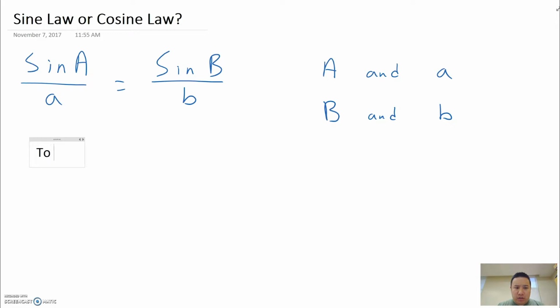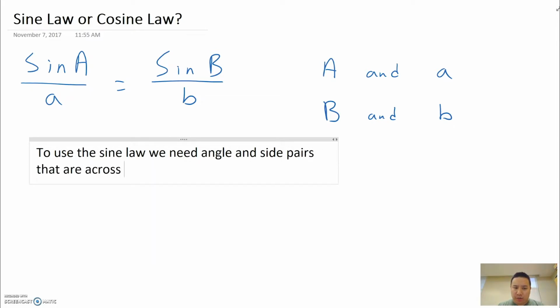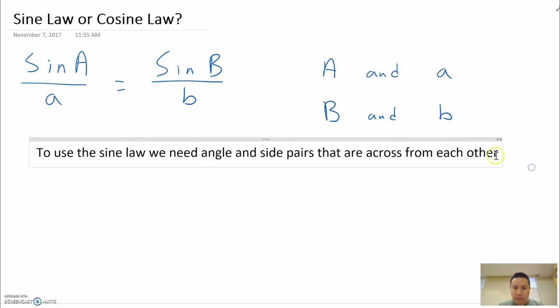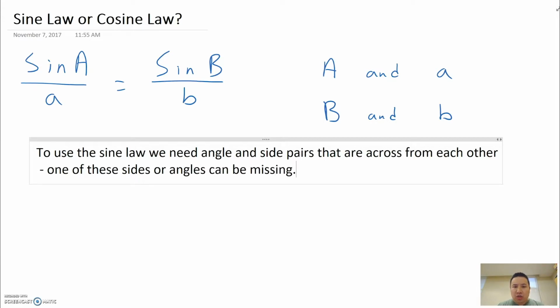So let's put that in writing. To use the sine law, we need angle and side pairs that are across from each other. And then I'll add a little note here that one of these sides or angles can be missing. So the idea is if you know big A and you know little a and you know big B, little b can be missing and you can use the sine law to find it. So that's how we use the sine law. We take a look and see, do I have two sets of these angle and side pairs that are across from each other? So that's how we know we can use the sine law.